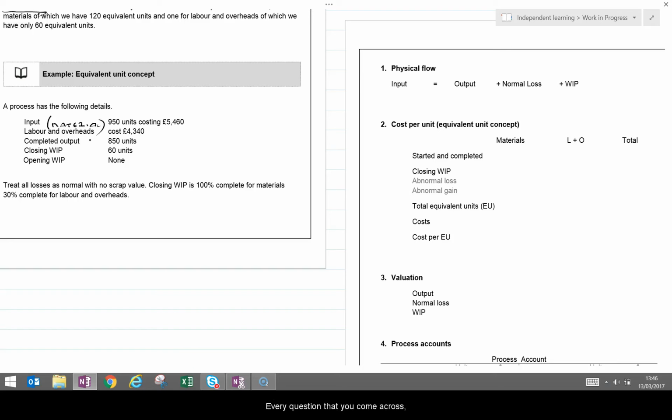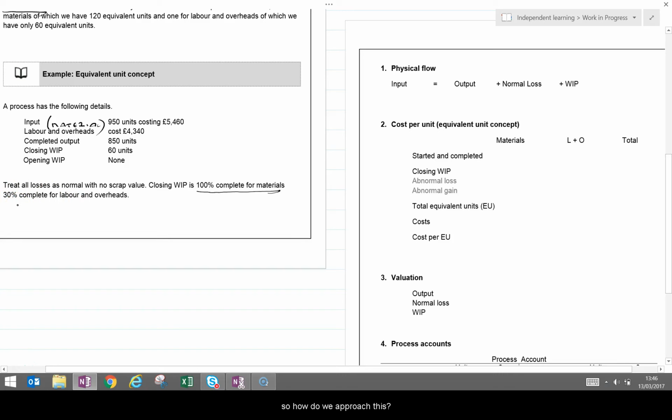Every question that you come across, there will always be no work in progress opening. So although it states opening work in progress none, because it's none, you don't need to worry about it. We're also told to treat all losses as normal, and they have no scrap value. The closing work in progress is 100% complete for the materials, but only 30% complete for the labour and overheads.